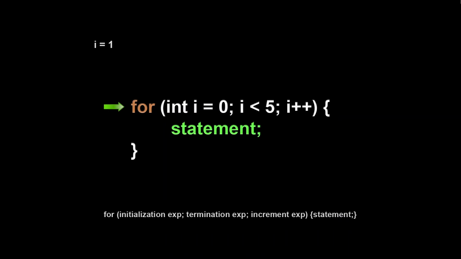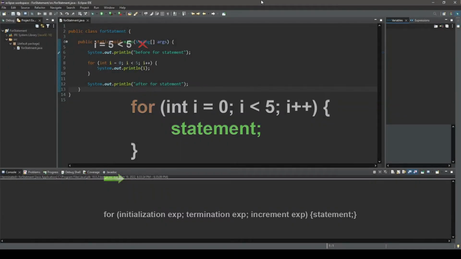Now i equals 1, and i will be compared to 5 again. Since it is still less than 5, the contents of the for loop will be executed again. Then i will be incremented by 1 again, and this process will continue until i is incremented to 5, in which the termination expression will evaluate to false, and the flow of the program will shift to the statement following the for statement. Let's look at this example in Eclipse.